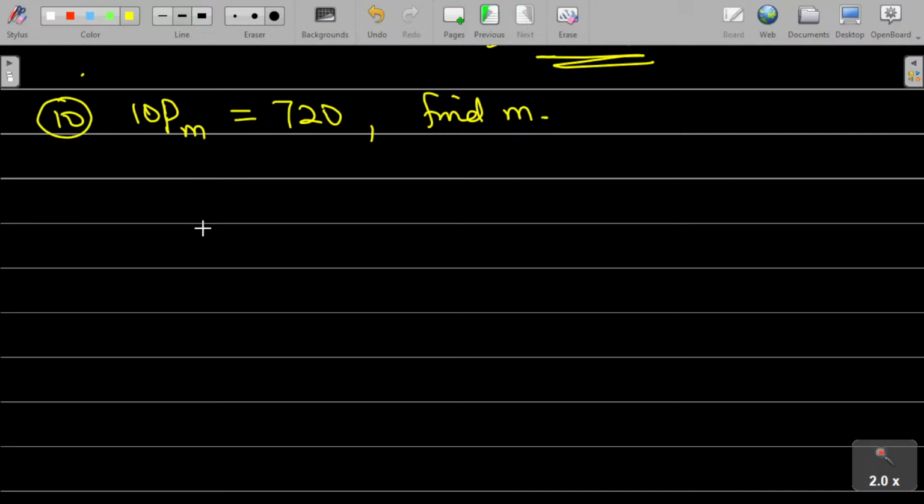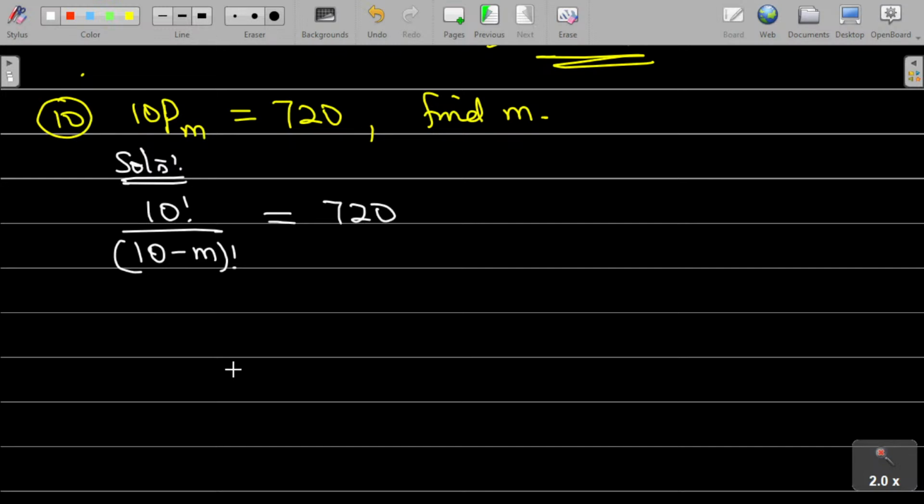How do we get this m now? Okay, first of all, let's try to interpret it. What's the meaning of 10 permutation m? It means 10 factorial all over 10 minus m factorial. And they said it is equal to 720. And they are asking us to find m. Oh, beautiful. People are already saying the answer.